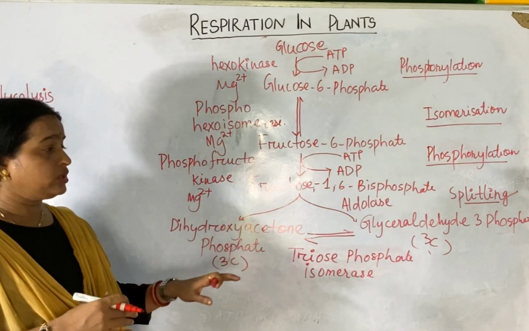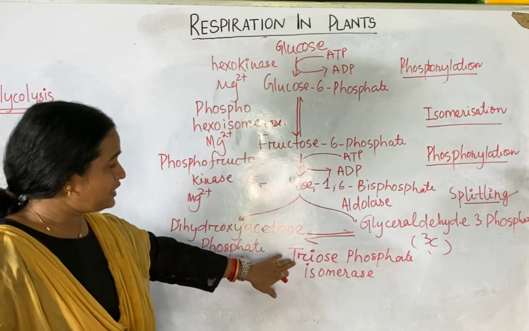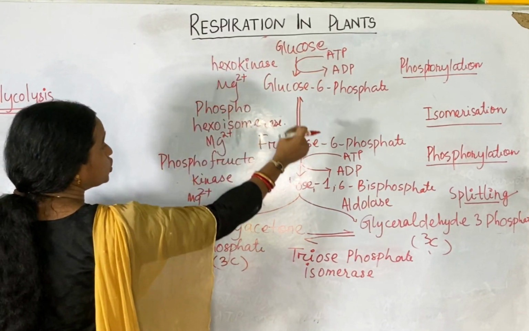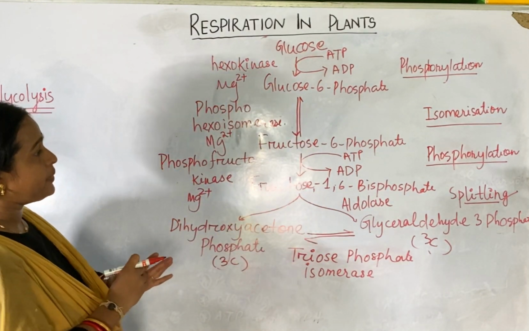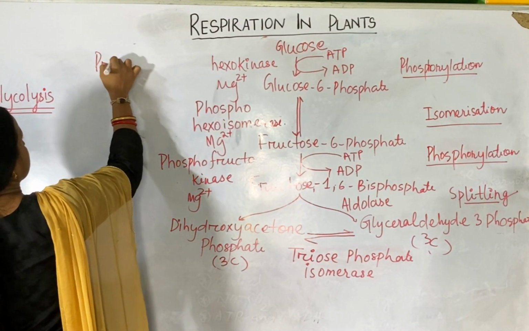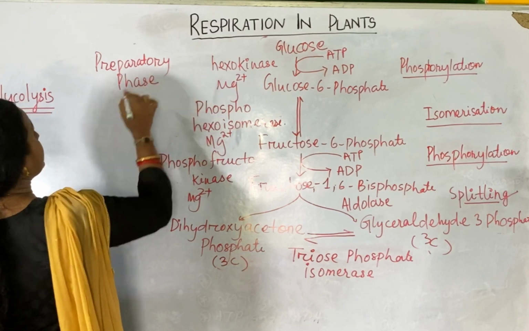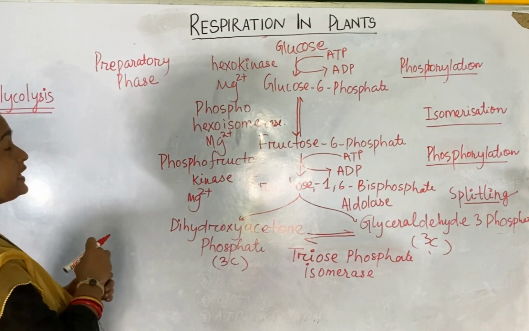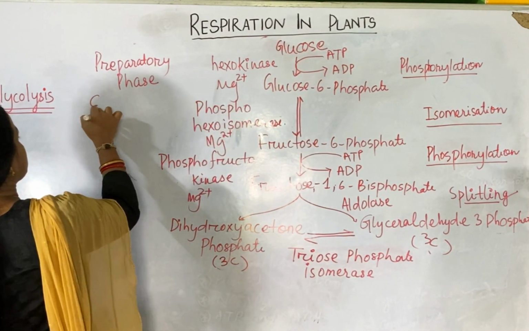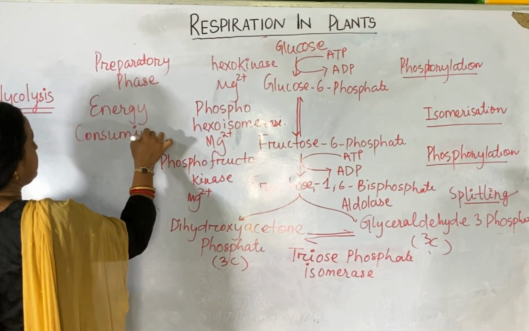These are isomers, the reaction is called isomerization, and these are 3 carbon compounds, so the enzyme is triose phosphate isomerase. Till now, reactions 1, 2, 3, 4 and 5. These 5 reactions, that is the half of glycolysis, are also called the preparatory phase, or you can call it the energy consuming phase. It is because the energy is consumed here.